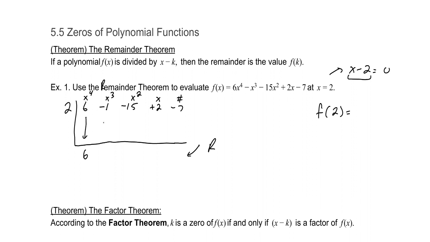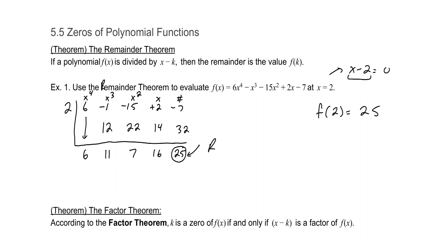2 times 6 is 12. Negative 1 plus 12 is 11. 2 times 11 is 22. Negative 15 plus 22 is 7. 2 times 7 is 14. 2 plus 14 is 16. 2 times 16 is 32. And negative 7 plus 32 is 25. That is my remainder. So f of 2 equals 25.